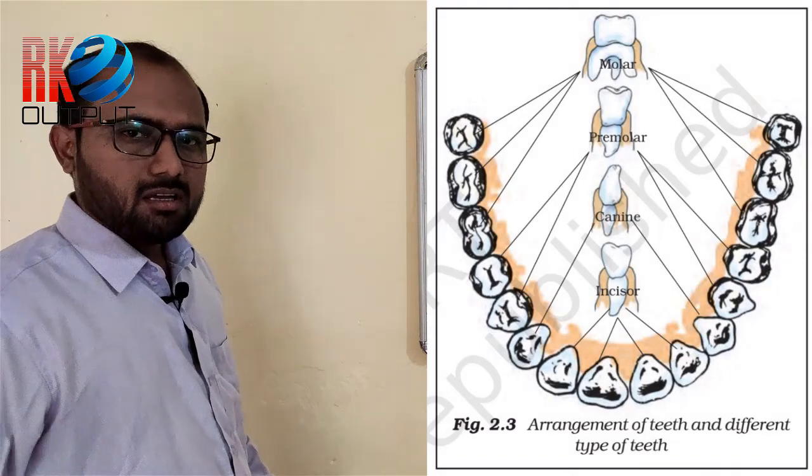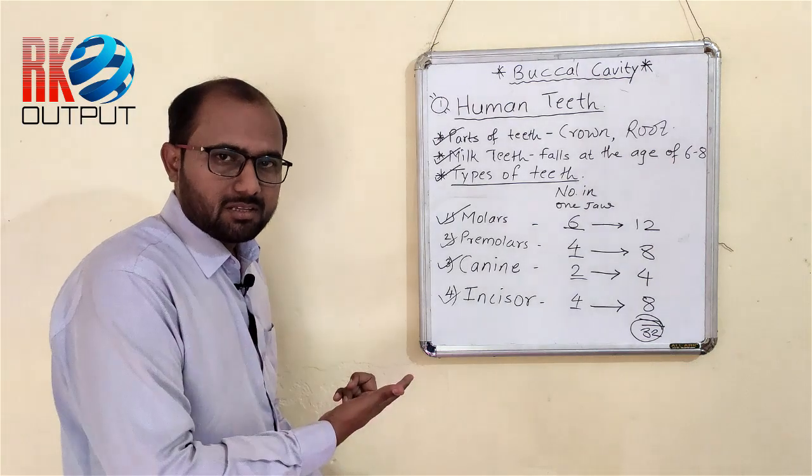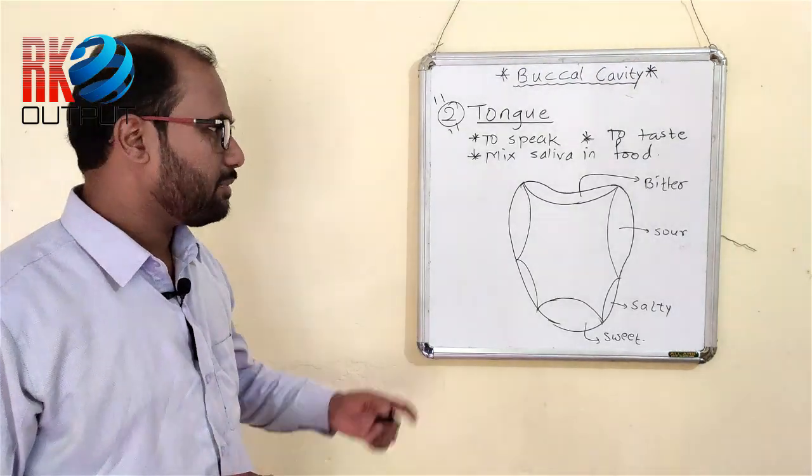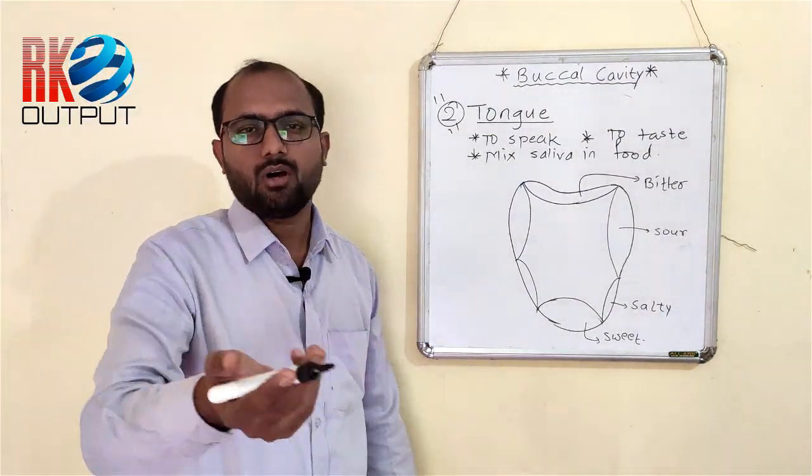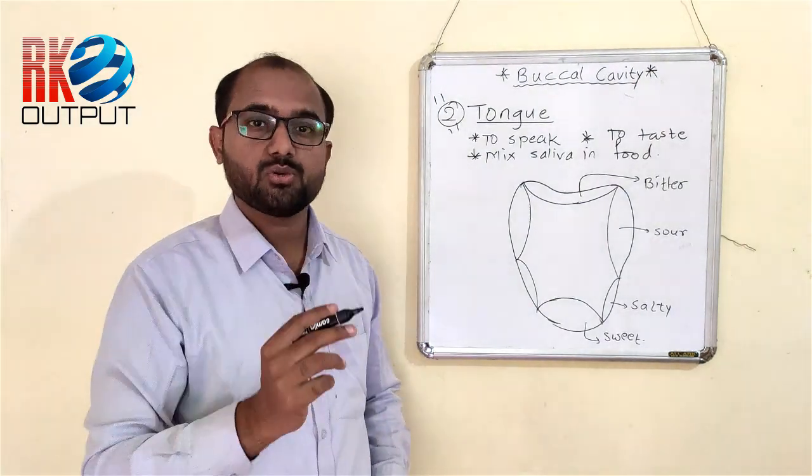Now let us go to the next part of the chapter. The second part of the buccal cavity is our tongue. Now you all know that the tongue is made up of muscular tissue.